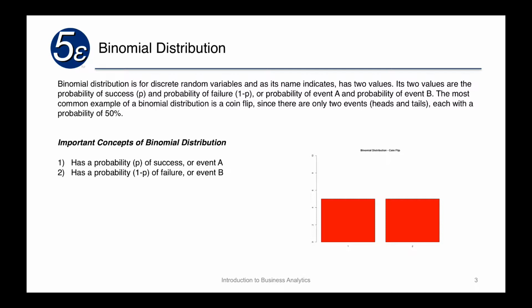Let's take a closer look again at the binomial distribution. Again, the binomial distribution is for discrete random variables. As its name indicates, it has two values, A and B events, and it considers a probability of success P and a probability of failure 1 minus P. And we had said earlier that this is the most common example of a coin flip or something that's high and low. Coin flip obviously would be a probability of 0.50.